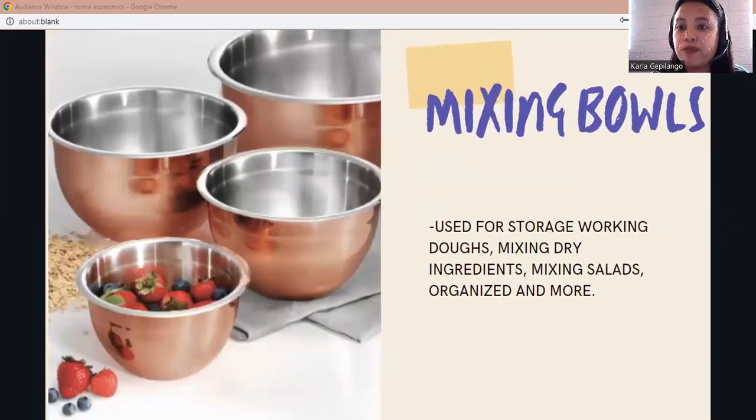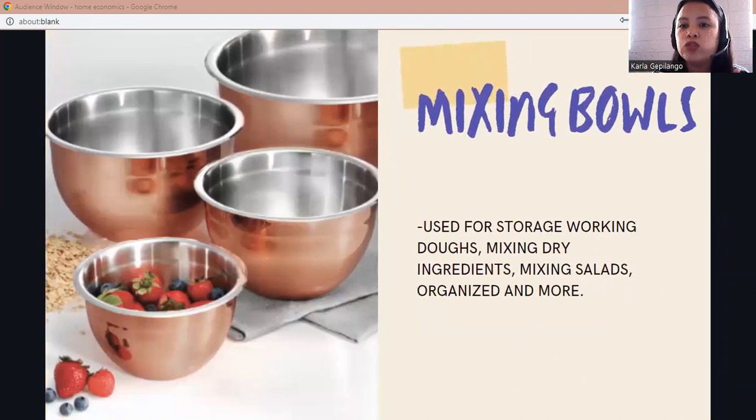Now, the next one here, we have mixing bowls. Mixing bowls are used for storage, working doughs, mixing dry ingredients, mixing salads, organizing, and more.